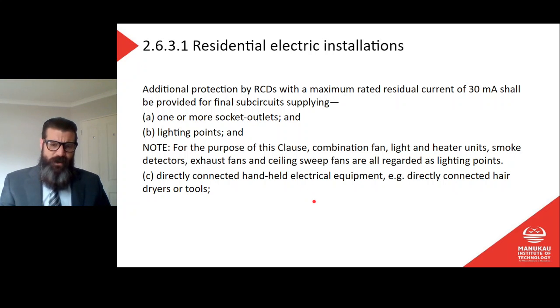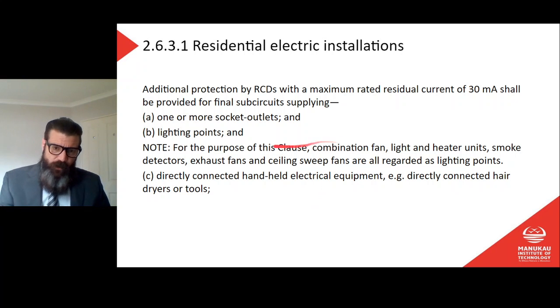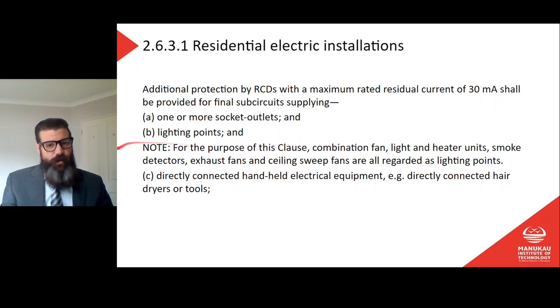Again, does that mean they're lights? But does that mean they're lights? No. Then we've just put that in there to include them as part of the things that are required to be RCD protected, so they must be on an RCD.